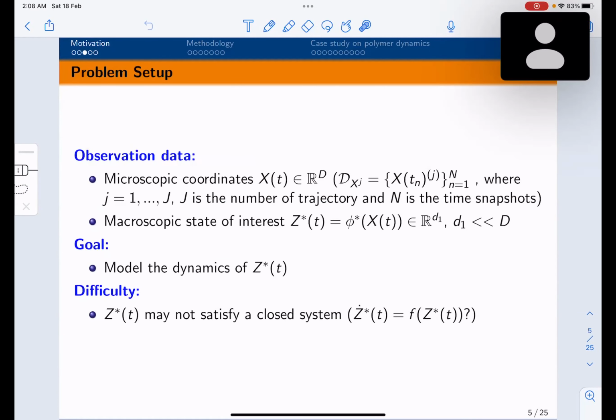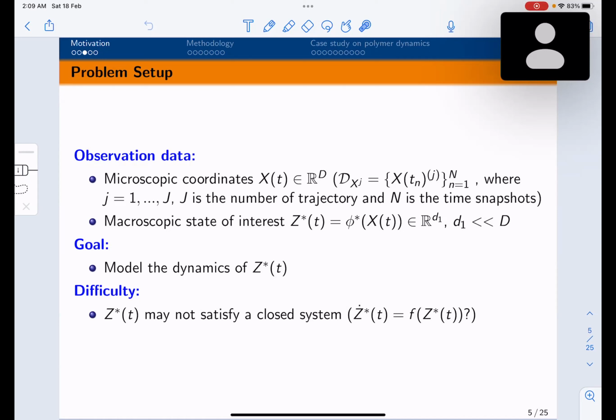Here, our observation data are the microscopic coordinates x(t), and the dimension of x(t) is capital D. Actually, D is very large here. Our observation data are the trajectories of x(t). Here x_j is the j-th trajectory of observation data, capital N is the number of time snapshots, and we have capital J trajectories here.